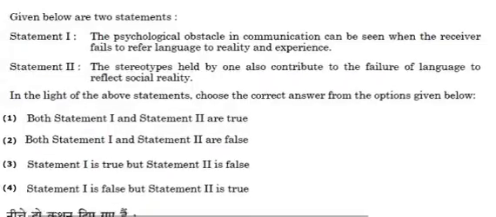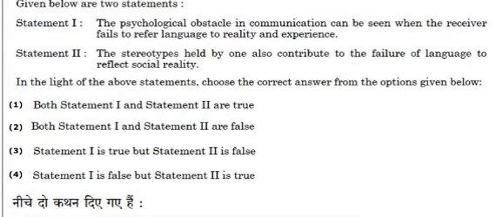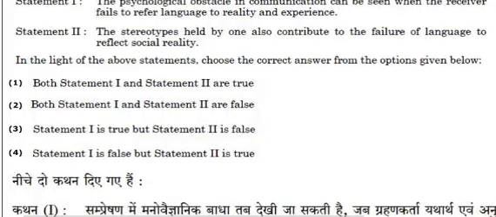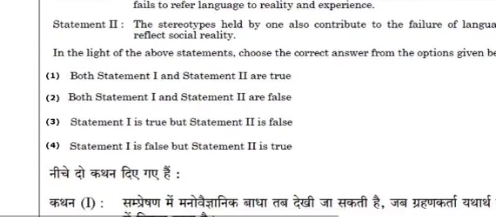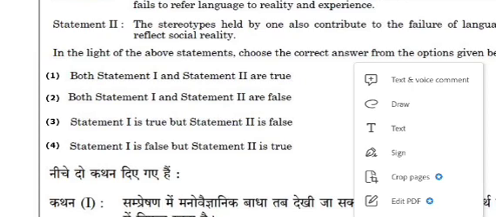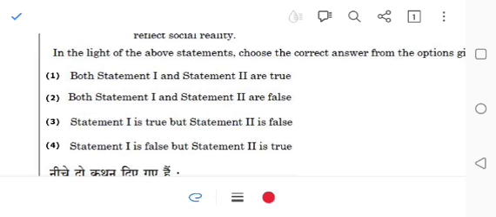Okay, then 18. Given below are two statements. Statement 1 says the psychological obstacle in communication can be seen when the receiver fails to refer language to reality and experience. Statement 2, the stereotypes held by one also contribute to the failure of language to reflect social reality. So these are the options. Let me give you the correct option first. It will be both statement 1 and statement 2 are true. Number 1 will be correct.